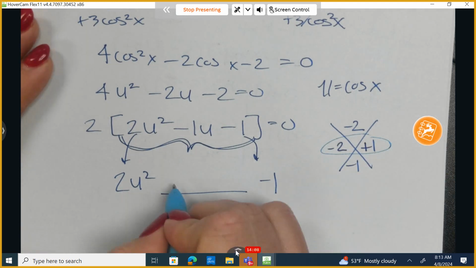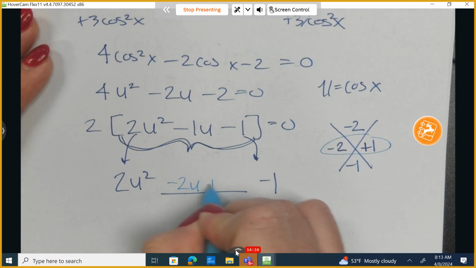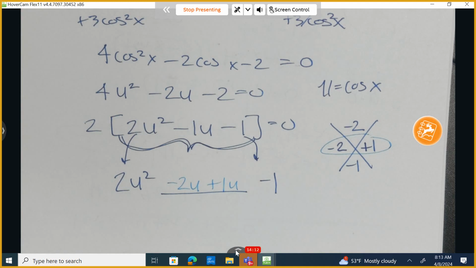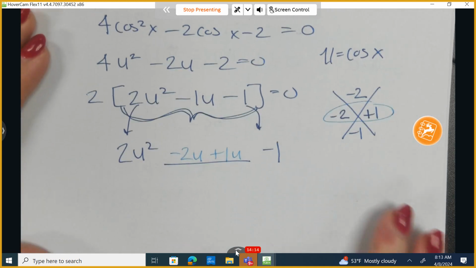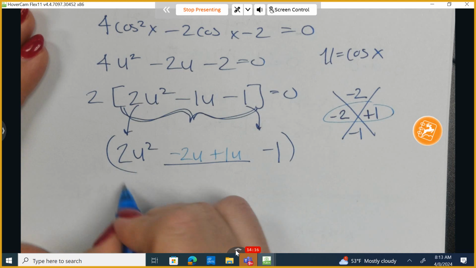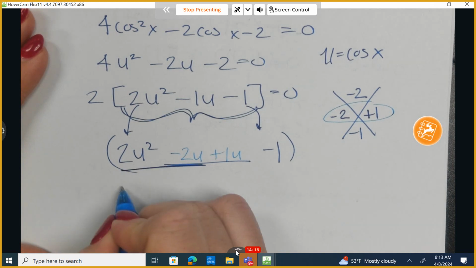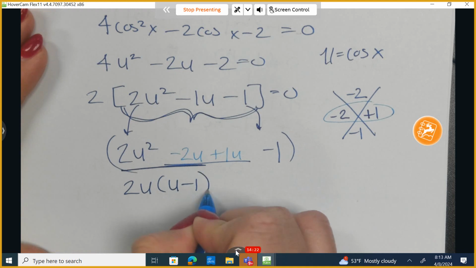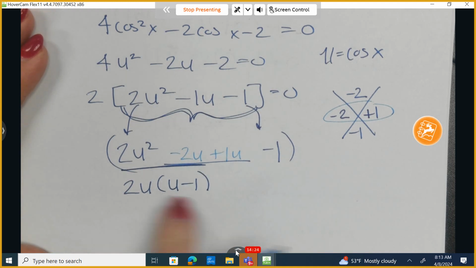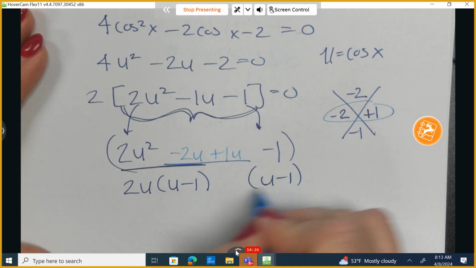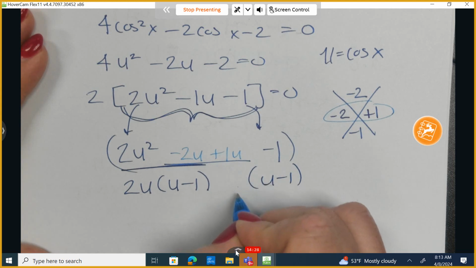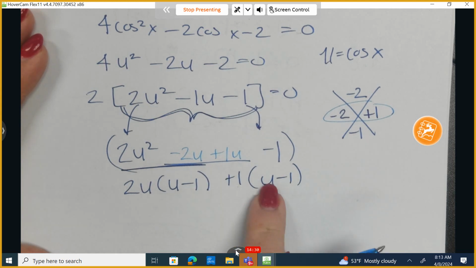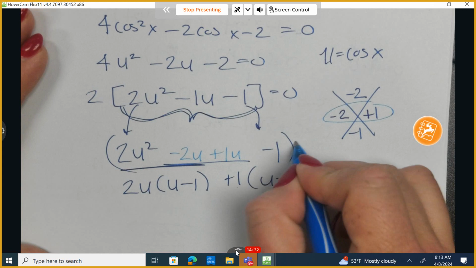Now in the middle, I'm going to write minus 2u plus 1u, and I'm going to factor. Okay, so what can I factor out? I can factor out a 2u, and I'm left with u minus 1. Let's make sure that works. It does. And then u minus 1. What times u is a positive 1u? That's a plus 1. That all works.